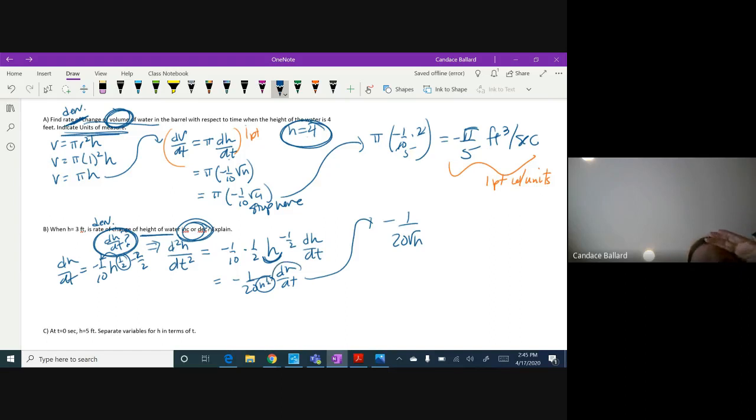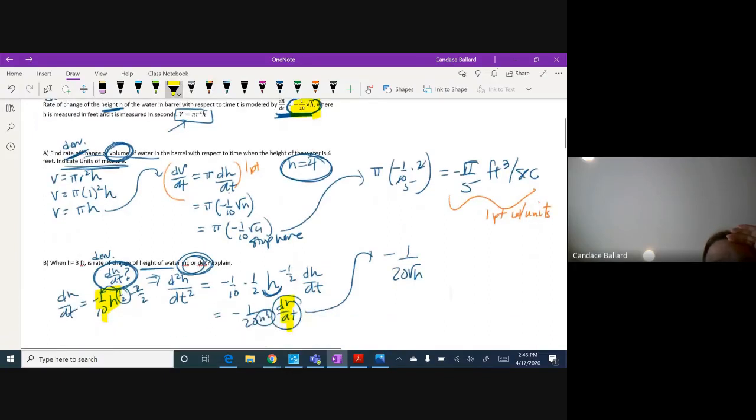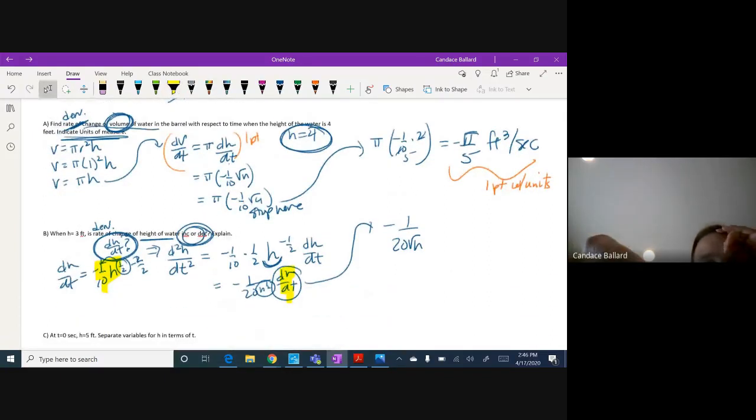Now, I know dh/dt, right? So for this, I know that dh/dt was equal to this, or it's up here, it's nicer up here, this. So I'm going to substitute that in. This is one thing they kind of love to do to you. Okay, I'm going to substitute that in this for the dh/dt. So I'm putting in the -1/10 square root of h.